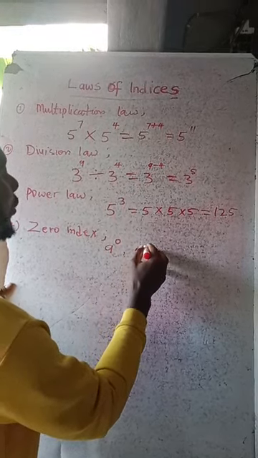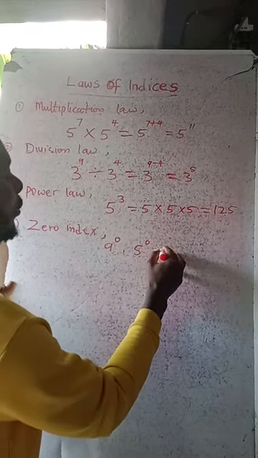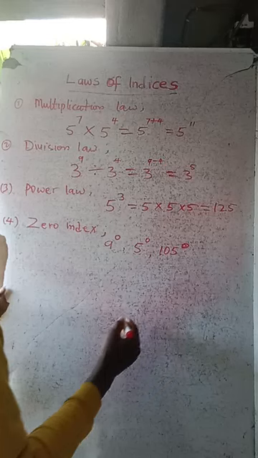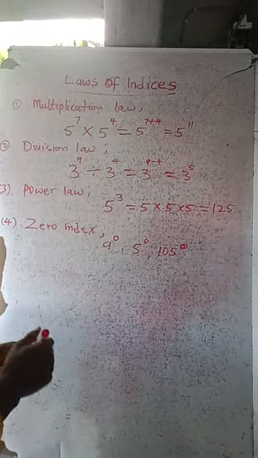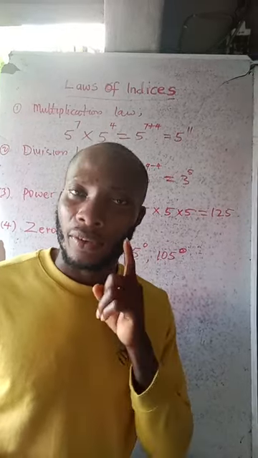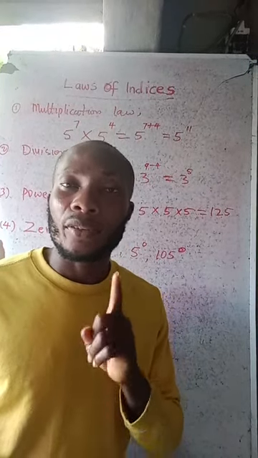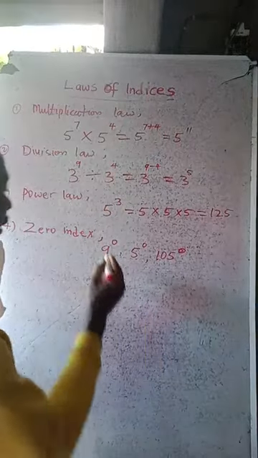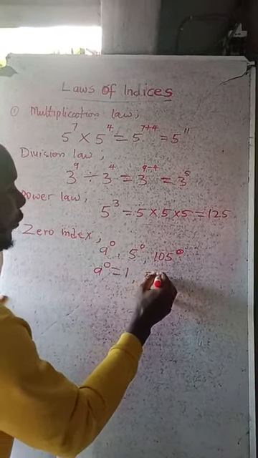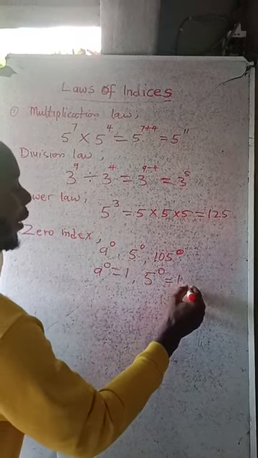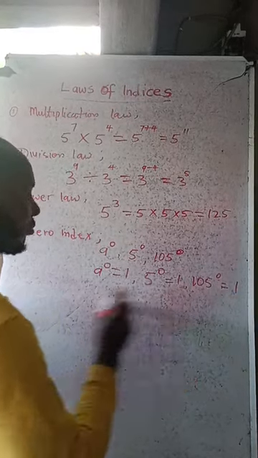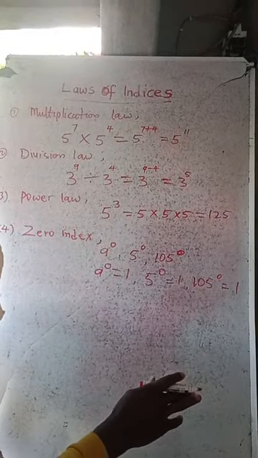or say 5 raised to the power 0, or 105 raised to the power 0, anything. So a raised to the power 0, the law says that anything raised to the power 0 is what? 1. If I have a raised to the power 0, the answer is 1. If I have 5 raised to the power 0, the answer is 1. If I have 105 raised to the power 0, the answer is 1. That's how it is. So it's a law. Alright.